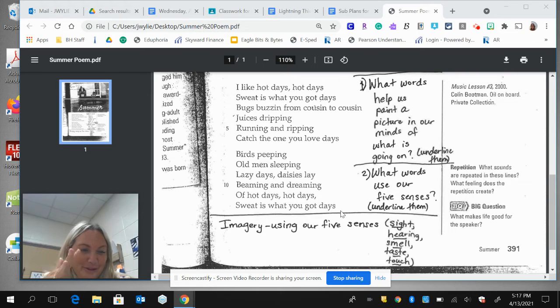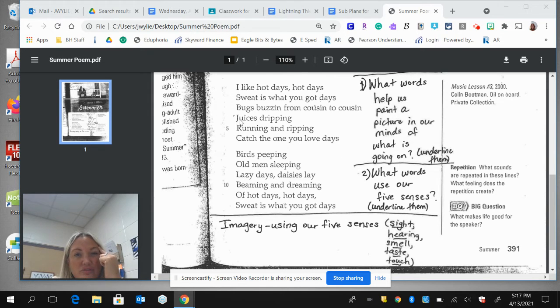Okay, and you kind of hear the rhythm. When you think of rhythm in a poem, you're thinking of the beat, okay, how it moves, just like songs, just like what we talked about yesterday. Certain poems that are written for songs have to follow a certain rhythm because they attach music to those lyrics, to those words, okay? So, number one, what words help us paint a picture in our minds of what's going on?